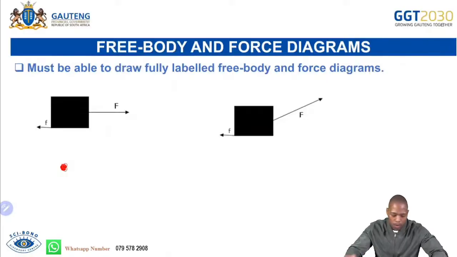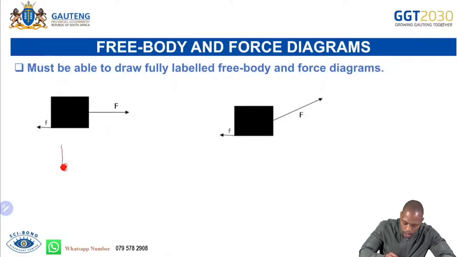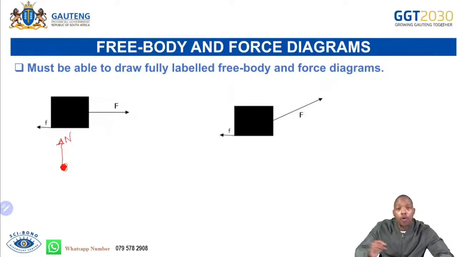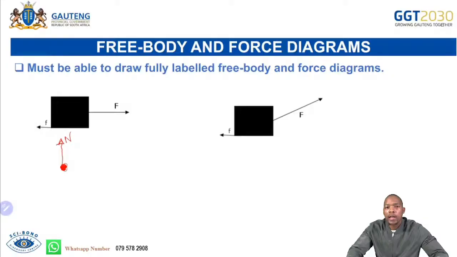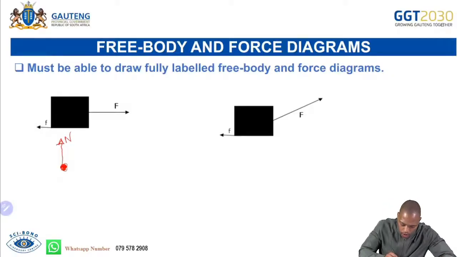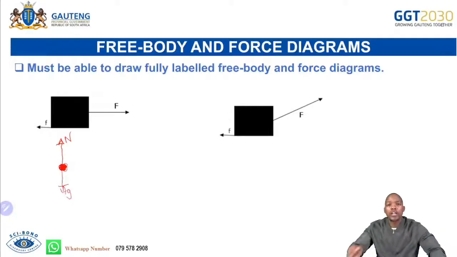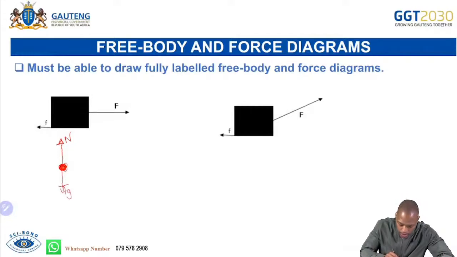What is force number 1? Force number 1 is the normal force. It is that force that is exerted by the surface and is perpendicular to the surface. And then force number 2 is the force of gravity. The force of gravity is that force that is exerted by the center of Earth on the center of the object. And what is force number 3? Force number 3 should be the force that is applied, and force number 4 will then be the frictional force.